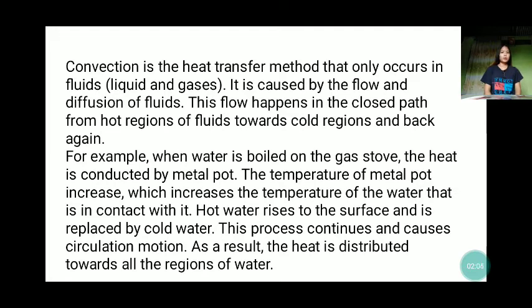For example, when water is boiled on the gas stove, the heat is conducted by the metal pot. The temperature of the metal pot increases, which increases the temperature of the water that is in contact with it. Hot water rises to the surface and is replaced by cold water. This process continues and causes circulation motion. As a result, the heat is distributed towards all the regions of the water.